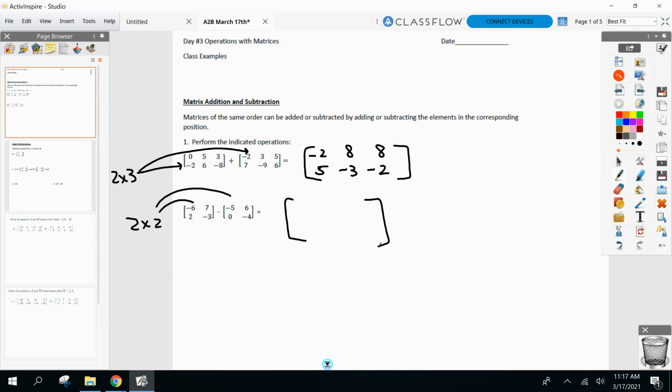Here's what I was just talking about with the double negative. -6 minus a -5 turns into +5, so we should have a -1 right there. -6 minus 6, it's not 0. It's -12.